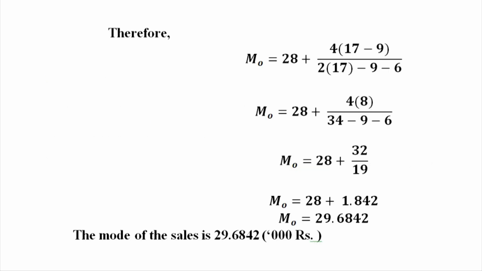Therefore, mode is equal to 28 plus 4 into 17 minus 9 divided by 2 into 17 minus 9 minus 6, which is equal to 28 plus 4 into 8 divided by 34 minus 9 minus 6, which is equal to 28 plus 32 divided by 19, which is equal to 28 plus 1.842, which is equal to 29.6842. Therefore, mode sales is 29.6842.